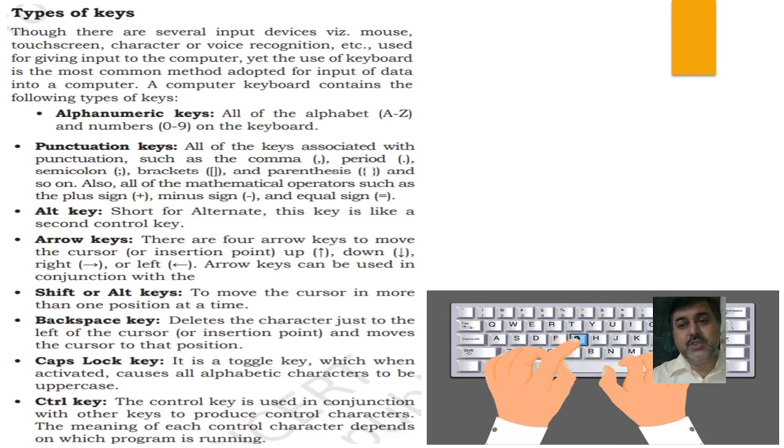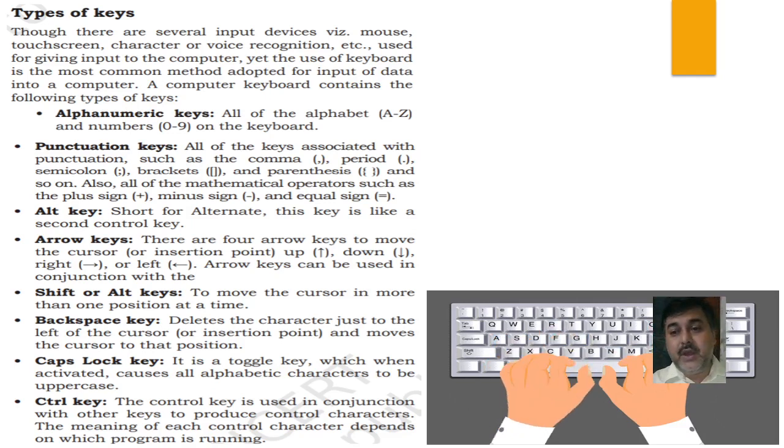Punctuation keys. Punctuation means what? You can see there is a comma, then there is a period. Period means full stop. Then semicolon, brackets, the parenthesis meaning the round bracket, and so on. We also have the mathematical operation keys like plus, minus, and equals sign. The Alt key is there, the alternate key, for controlling things.